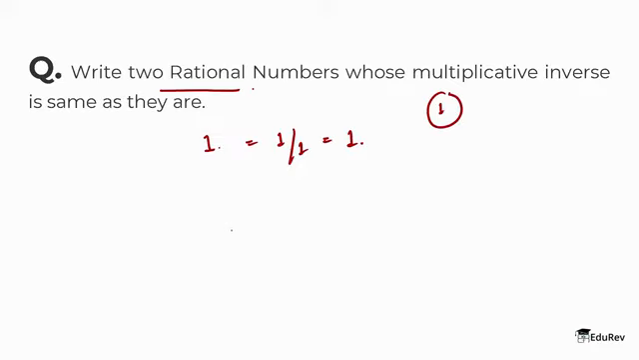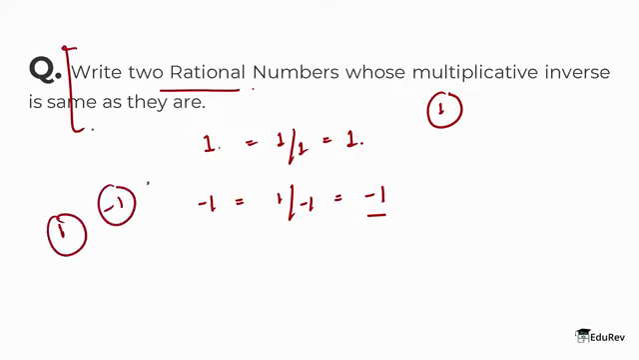Correct. So what is going to be the reciprocal of negative of 1? If I'm taking negative of 1, its reciprocal is going to be 1 upon negative of 1, which is going to be negative of 1. So the reciprocal of 1 is going to be 1, and the reciprocal of negative of 1 is going to be negative of 1 only. Hence the required rational numbers are 1 and negative of 1. That means the two rational numbers whose multiplicative inverse is the same as the numbers are 1 and negative of 1.